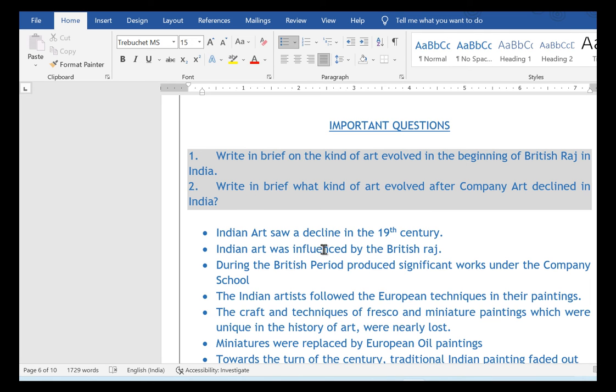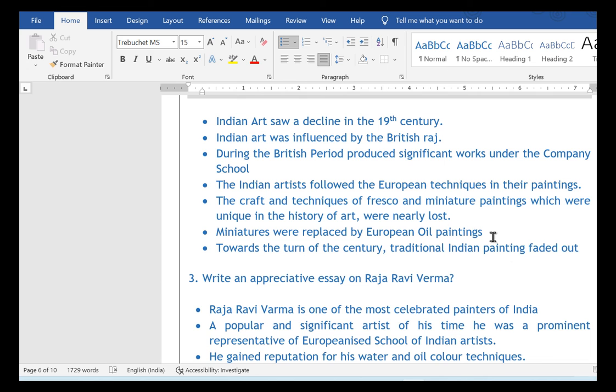Indian art saw a decline in the 19th century and it was influenced by the British Raj. During the British period, the company school produced significant works. The Indian artists at that time followed European techniques in their paintings. The crafts and techniques of fresco and miniature paintings, which were unique to Indian art history, were lost. Miniatures were replaced by European Indian paintings, and towards the end of the century, the traditional Indian painting faded out.